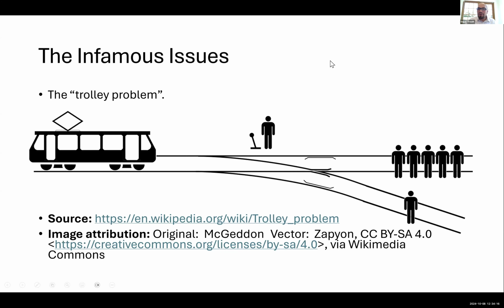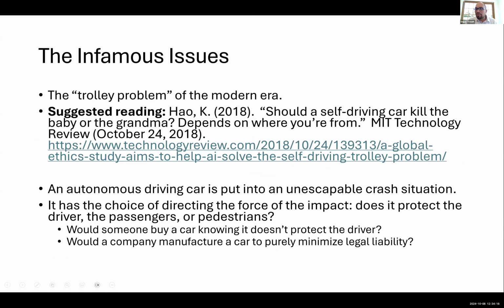And in fact, there is a modern trolley issue, and that's, of course, the self-driving car. An autonomous driving car is put into an unescapable crash situation. It's going to choose: is it going to hurt the driver? Is the passenger going to be protected? Are the pedestrians going to be protected? And I always ask folks, well, would someone even buy a car where the choice might be to harm the driver? Would a company even manufacture a car with legal liability like this?